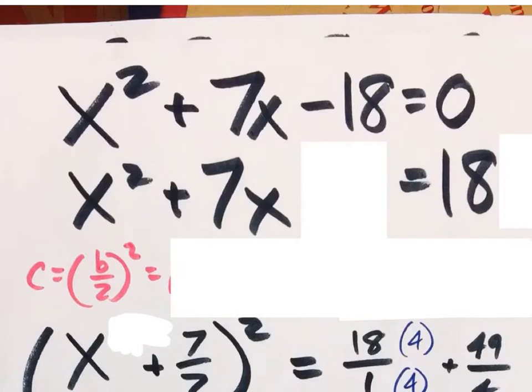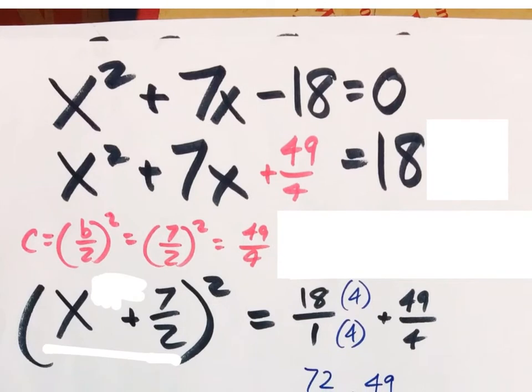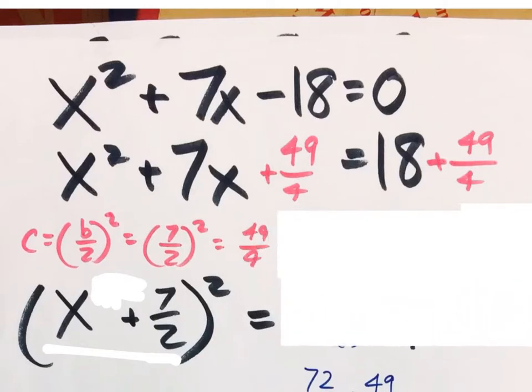And in this case, what's b? B is 7. So it's 7 divided by 2 squared. And 7 times 7 is 49. 2 times 2 is 4. So this is going to be 49 fourths. 49 over 4. And if we add 49 over 4 to one side, then we're going to have to add it to the other. So we're going to have something that looks a little bit like this. We're going to simplify now. And let's do that together.